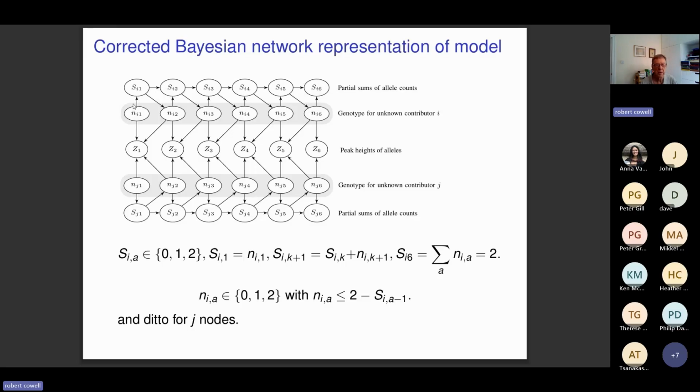And the constraints we have: we start off with s1 equal to n1, and s2 is equal to s1 plus n2, and so on. We go down the chain. Finally, the last one has a constraint that it's equal to 2, and that's the sum of the NIAs. And similarly for the NJs. We also have the constraint that the only allowed values for each NIA term cannot be bigger than 2 minus the preceding cumulative sum. So any values of n which violate this constraint are given 0 probability in their probability tables. So in this way, we can obey the constraint.